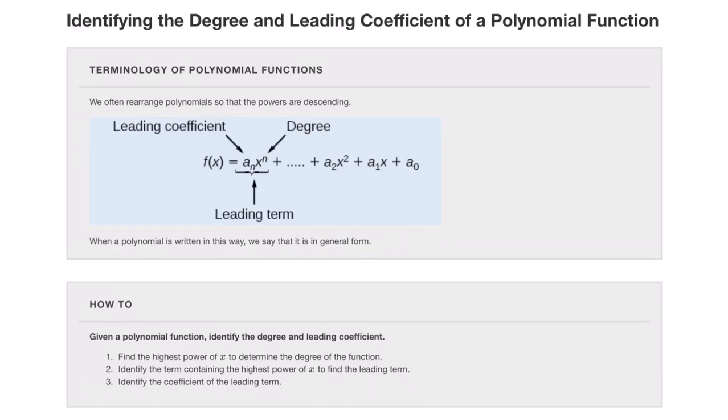So, on the terminology of polynomial functions, we often rearrange polynomials so that the powers are descending. We usually put the term with the highest power first, and the coefficient of that term is called our leading coefficient. The leading term is the term that has the highest power, right? So given a polynomial function, to identify the degree and the leading coefficient, find the highest power of x to determine the degree of the function, identify the term containing its highest power to find the leading term, and identify the coefficient of the leading term.